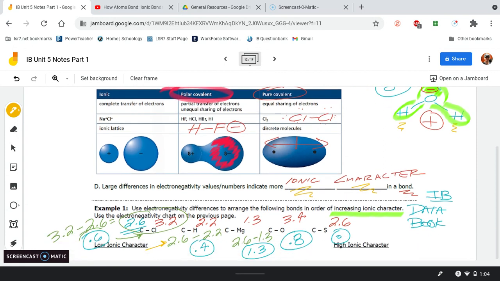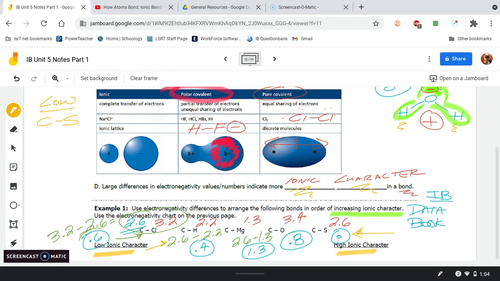So we're going to rank them. I'm running out of space here. We're supposed to go from low to high, and I'll use the yellow pen. High is the big difference, and low is the small difference. So I'm going to put the low one on top and then work down. The low one is the carbon-sulfur bond at 0.